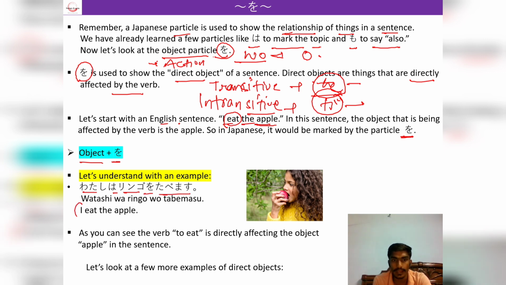Here, watashi is "I". The wa particle is used to mark the subject, where watashi is the subject and the wa particle is marking it. I'll drop the link in the description because we have already studied this particle. And ringo means apple. Tabemasu is "to eat". So here tabemasu is affecting ringo. That's why we have used the O particle here.